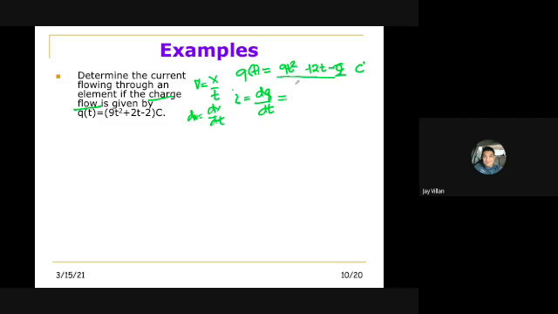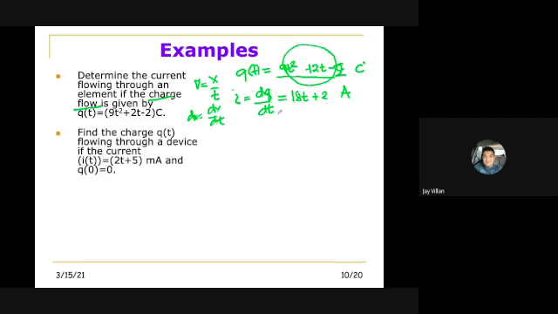So if you remember your calculus, how to derive, the derivation becomes 18t plus 2. So just derive this equation. Next example: find the charge q(t) flowing through a device if the current is 2t plus 5 milliamperes and q(0) is equal to 0.